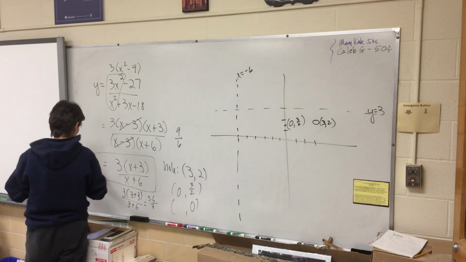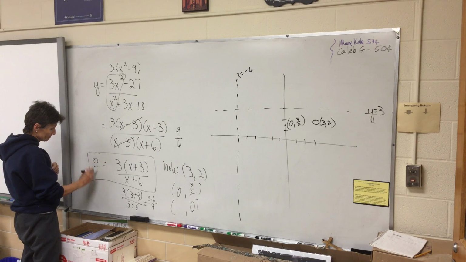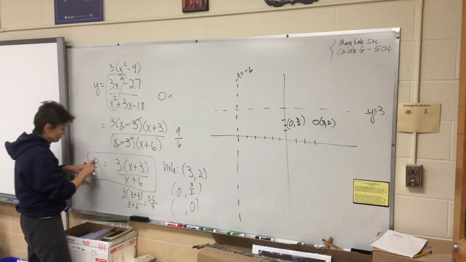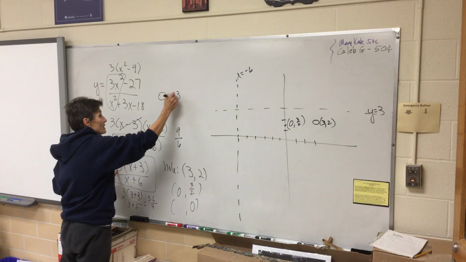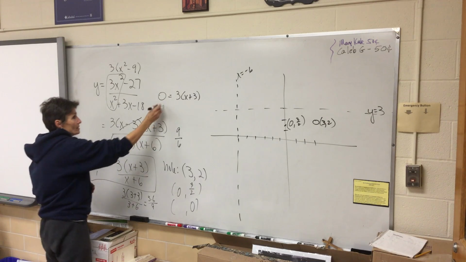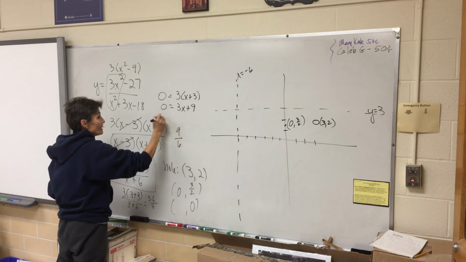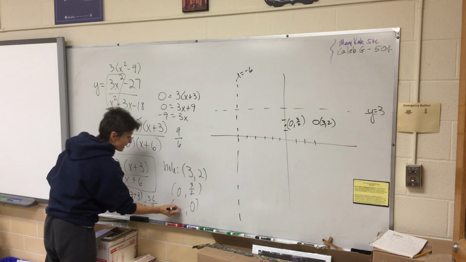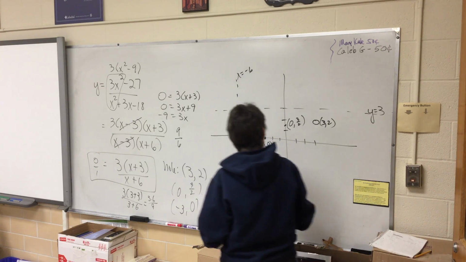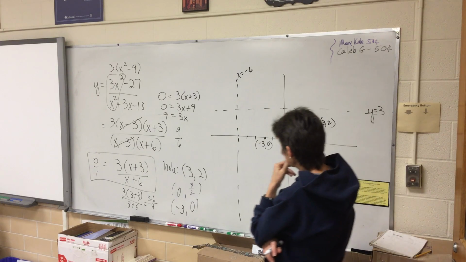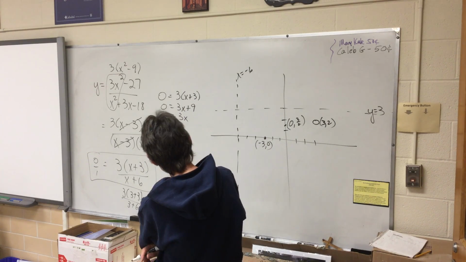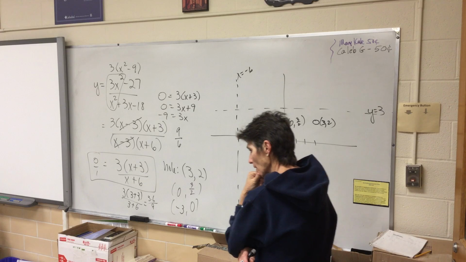And then if I put in a 0 for my y and cross multiply, I get 0 equals 3x plus 3. So 0 equals 3x plus 9, negative 9 equals 3x. I got negative 3. Now in a minute we're going to draw our picture, but does anybody have a question about any of this, like important stuff so far?